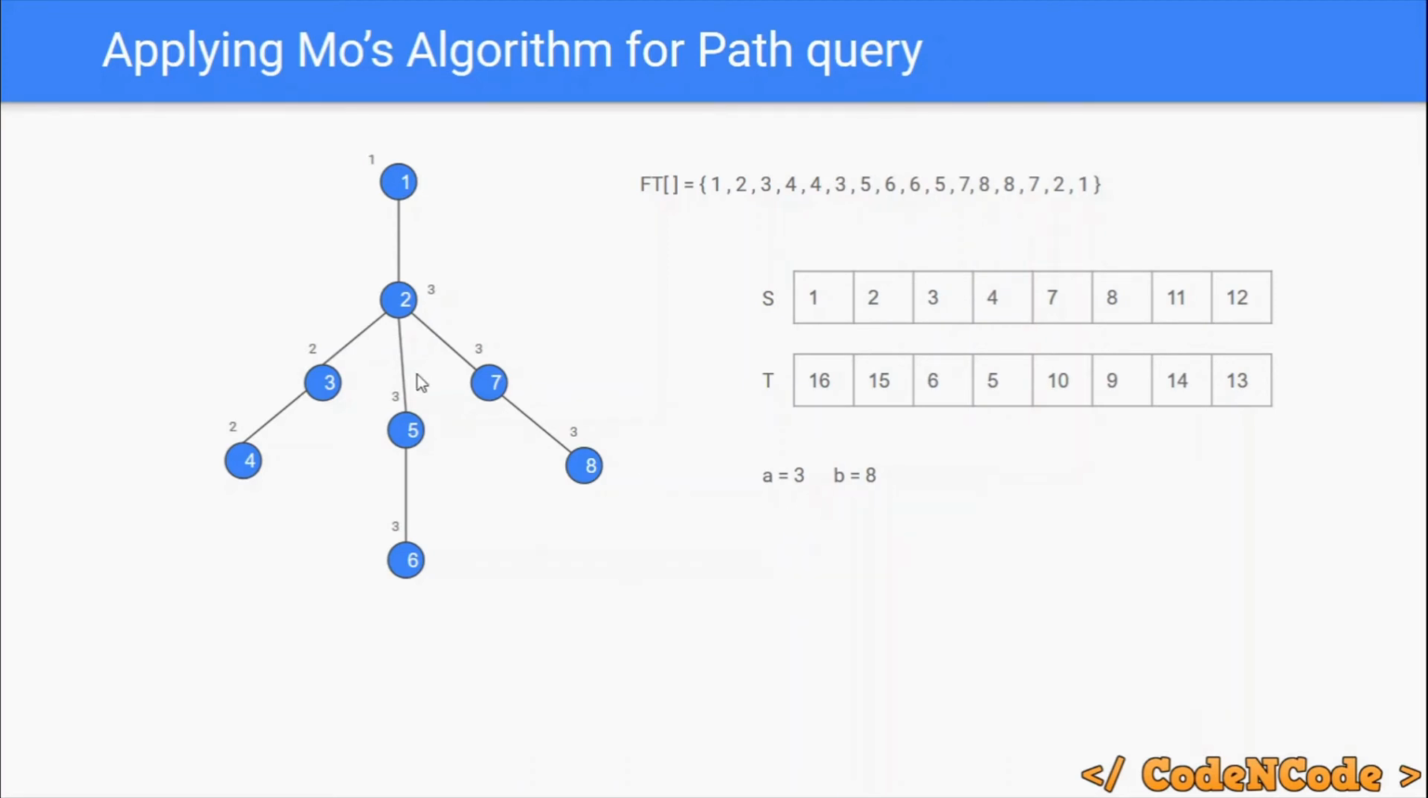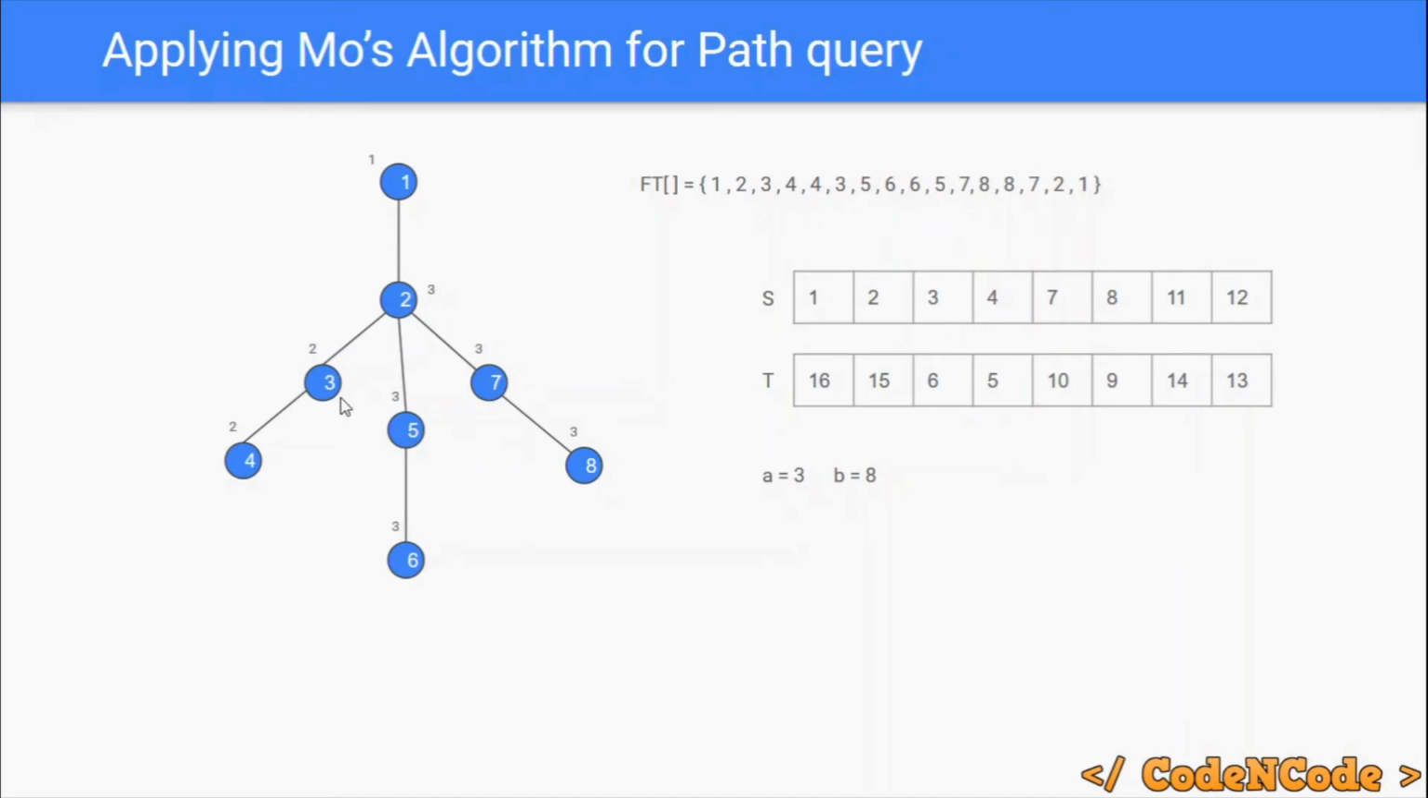Now see 3 and 8. We see node B, which is node 8, does not lie in the subtree of node 3. Again what we can do is make the L pointer of Mo's algorithm be starting time of A and the R pointer of Mo's algorithm be starting time of B. But there is a problem.